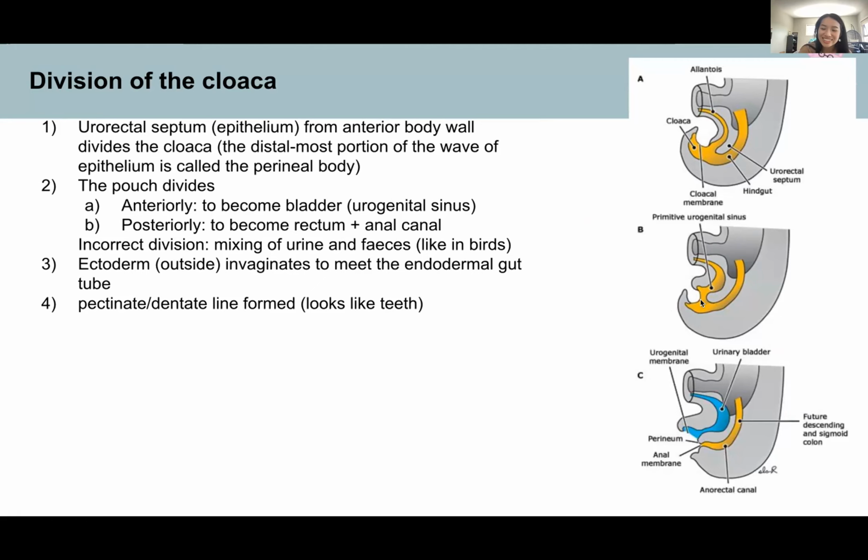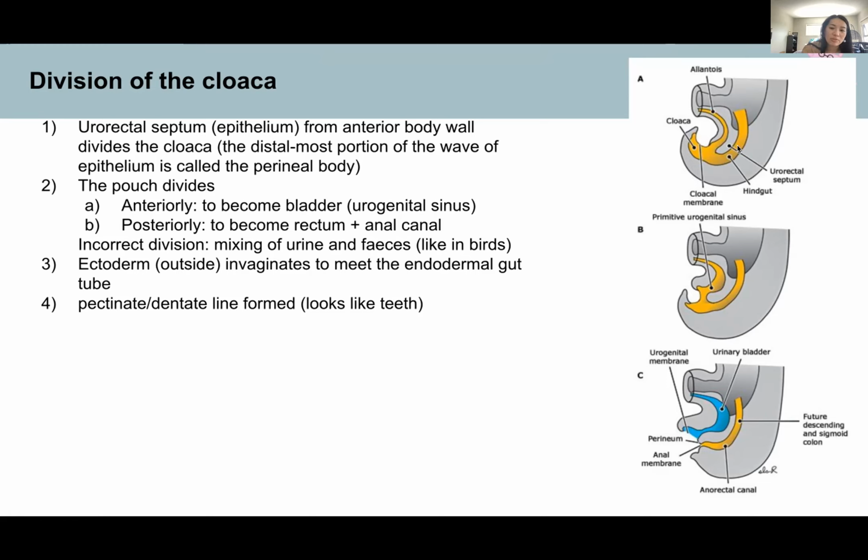So it grows out, and then this, by the way, is called the perineal body. The epithelium at the beginning of the wave, it's called the perineal body. Anyway, it divides the pouch into anterior pouch and posterior, and like I said, bladder and rectum. And then if it doesn't divide properly, obviously you'll have problems forming proper pee and proper poo. It will just be mixed together.